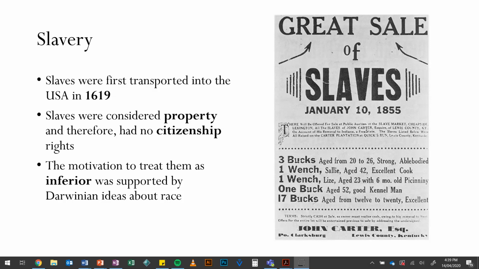Property by whoever bought them, whoever owned them, and therefore they had no citizenship rights because property cannot have rights. The motivation to treat them as inferior was supported by these Darwinian ideas about race. And what that means is that people back in the time believed that human beings existed in a hierarchy, kind of similar to how the Nazis considered Jews at the bottom or not even in the hierarchy.